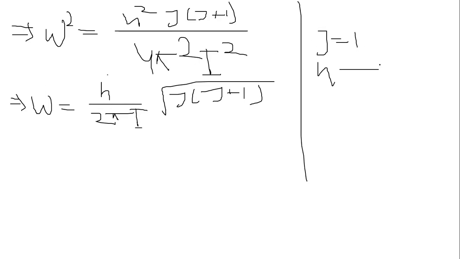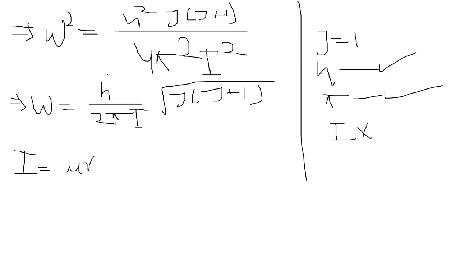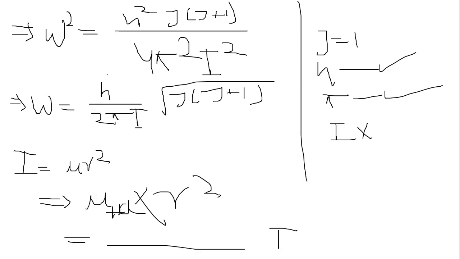We know the value of h, we know the value of pi, but we don't know the value of I. So how will we calculate the value of I? We know I is mu r square, that is, the moment of inertia equals the effective mass times the bond length or distance of separation squared. So first we will calculate mu for HCl, and then we will multiply by r square and calculate the value of I.